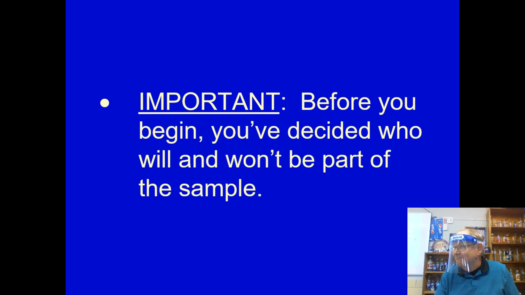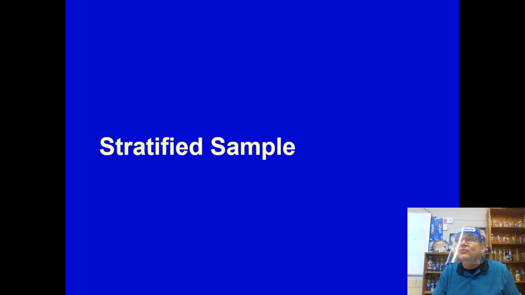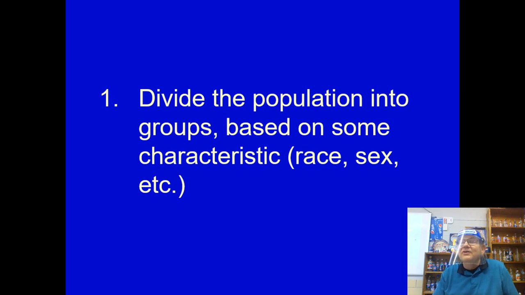Everybody good with those two? Number 3 is a stratified sample. Stratified, the word comes from strata, which you might think of with rocks that have layers in them. And the idea is we're going to cut through all the layers. That's where this comes from. What you do is before you start, you divide up your population according to some characteristic.